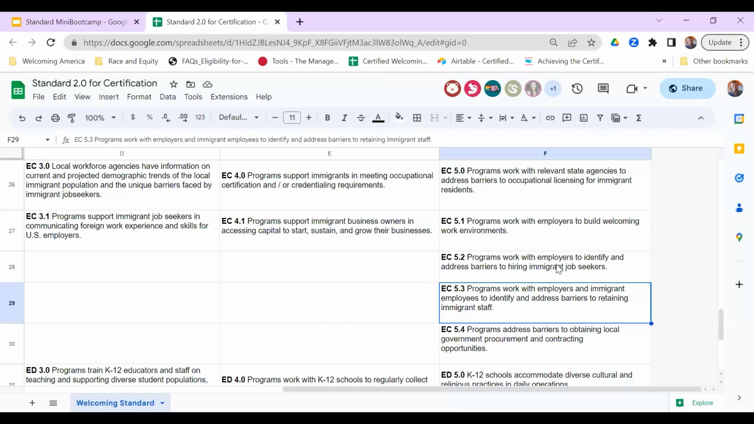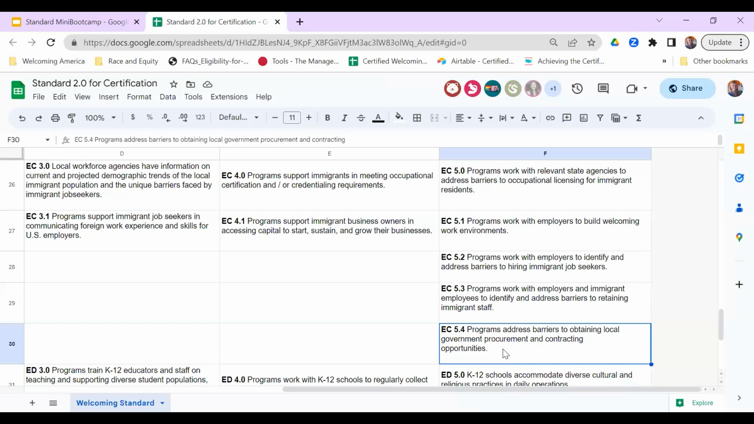We're really looking at a program that would bring employers together to work on these things. So some examples of that might look like a roundtable, perhaps through a chamber of commerce that brings HR professionals from different companies together to talk about some of these things. We've also seen a roundtable that brought immigrant employees together with the employer to talk about this aspect specifically about retaining immigrant staff and professional development and opportunity to advance within an organization as well.